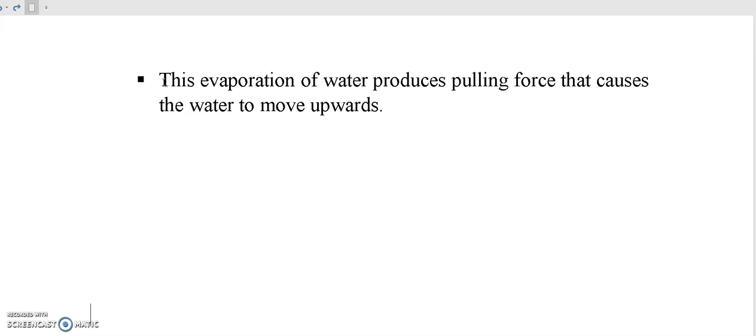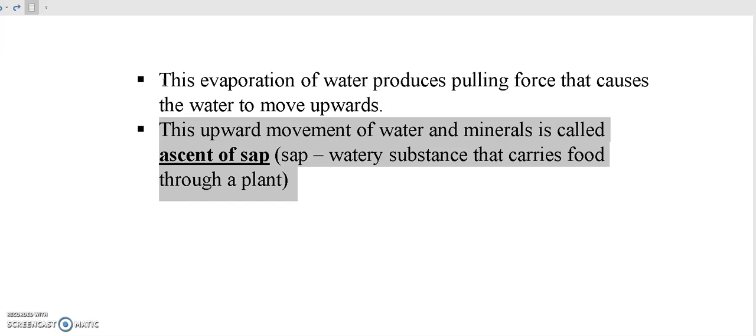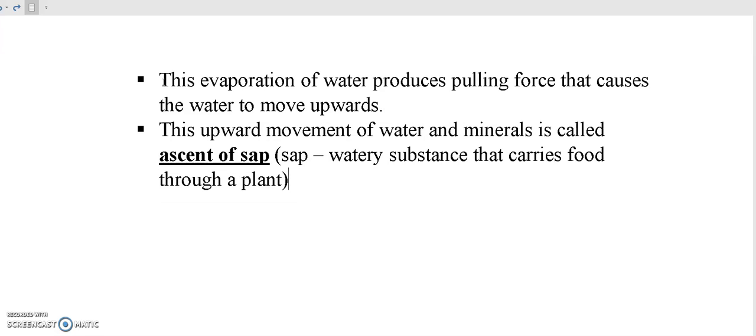Now, this upward movement of water and minerals is called ascent of sap. We know that water is going upward, right? So this upward movement of water and minerals is called ascent of sap. Sap means watery substance that carries food through a plant. However, since it is just water and minerals, it is called food for the plant, right? And because it's going upward, it is called ascent of sap, because ascent means upward.